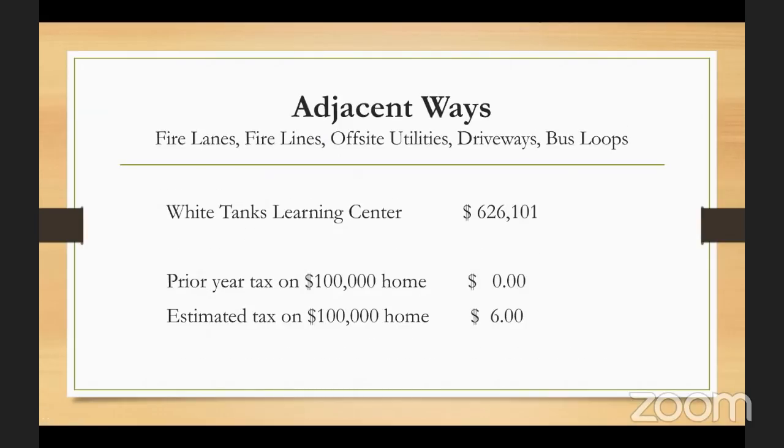So again, just to cover the adjacent ways, we're looking at $626,101 for White Tanks Learning Center. Prior year tax was 0. Estimated impact on a home would be $6 for a $100,000 home. Next slide, please.